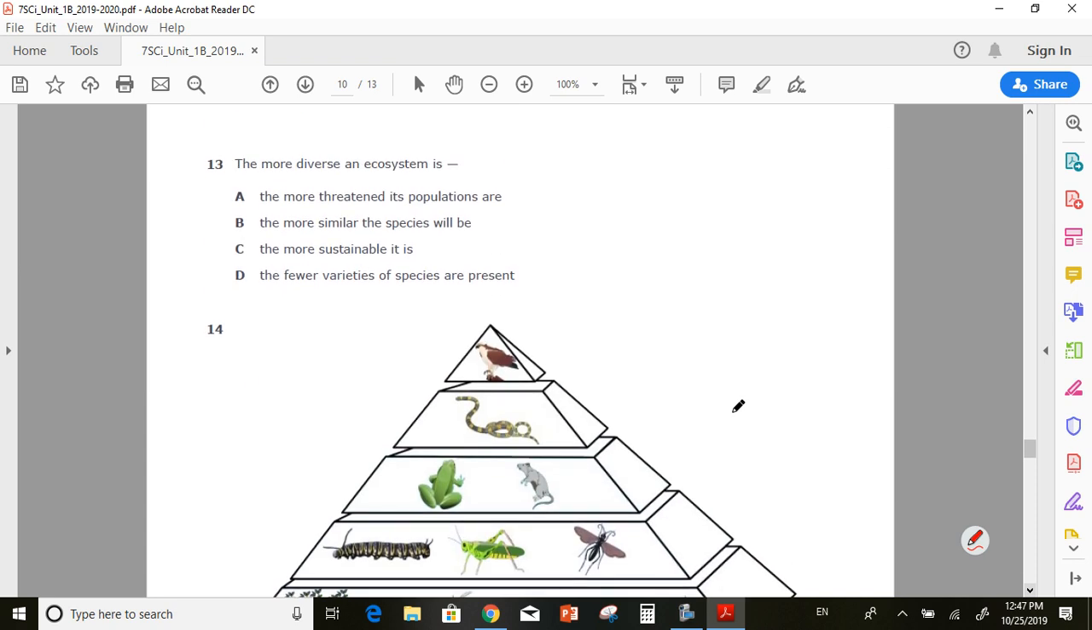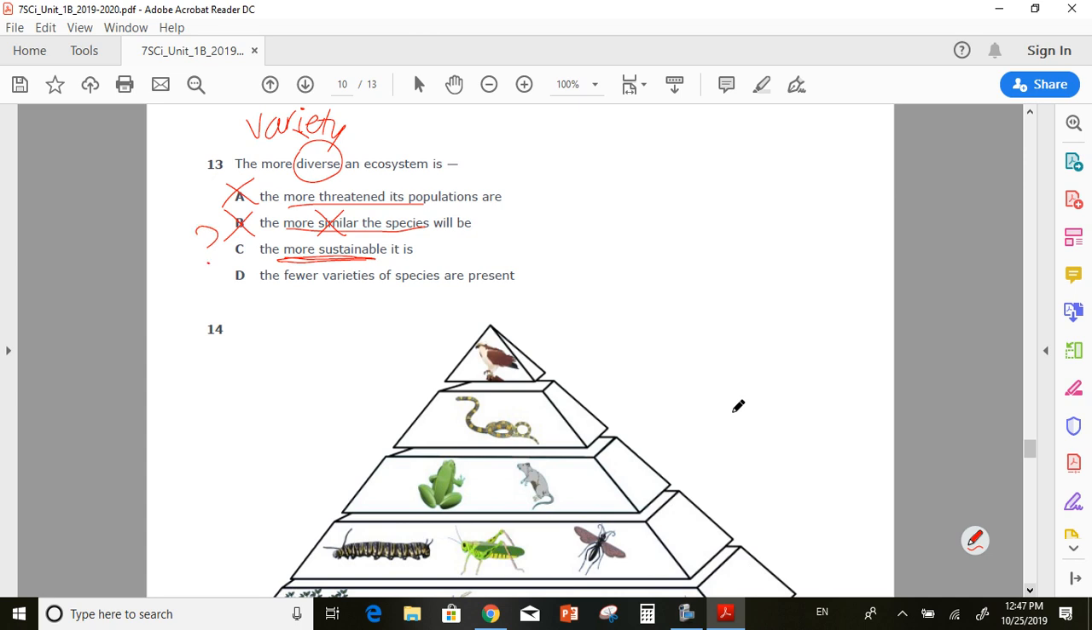Number 13, this was the sentence I continue to repeat in class all the time. The more diverse, the more variety there is, then there is going to be more of something. More threatened populations? No. More similar the species will be? Well, variety and diverse do not mean similar. C means more sustainable. When you have variety, they sustain each other, they work together.